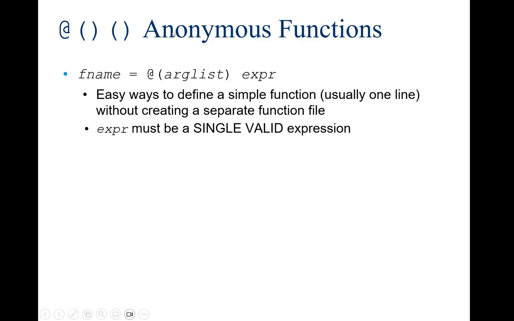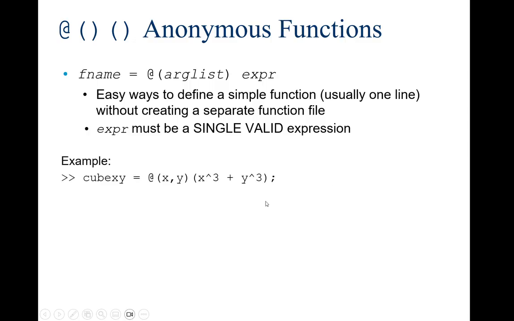The nomenclature for an anonymous function looks something like this. fname, which is the declared variable, is equal to the @ symbol. That @ symbol tells Matlab that this is an anonymous function, and in the parentheses right after, where it says arglist or argument list, is where we will list all of the independent variables that must be inputted to the function at a later time. And then after the parentheses is the actual equation. So it might look something like this.